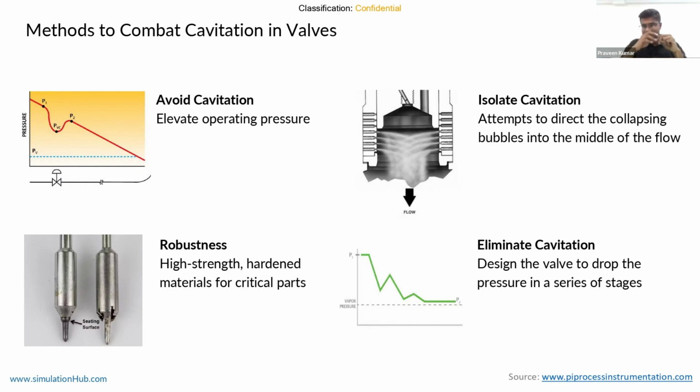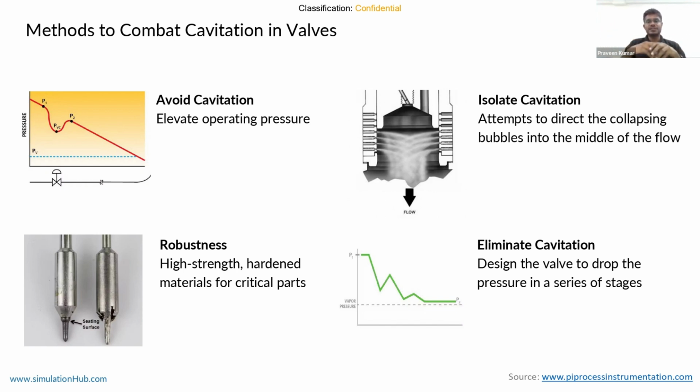So the next one is isolate cavitation. The second, the isolate and the eliminate, these two parts are playing with the design, using the valve design. The first one, isolate, attempts to direct the cavitation to the center or away from the valve surfaces or trim surfaces, so that the cavitation happens in the middle of the flow stream and not near the surface. So this is isolating. The other one is eliminating cavitation.